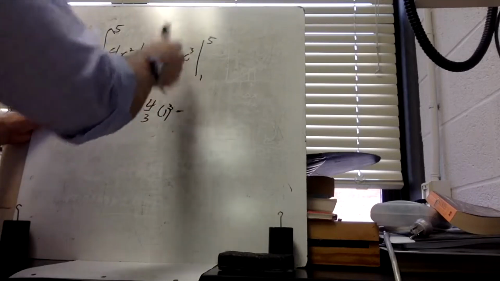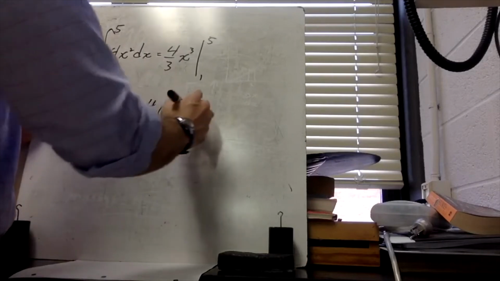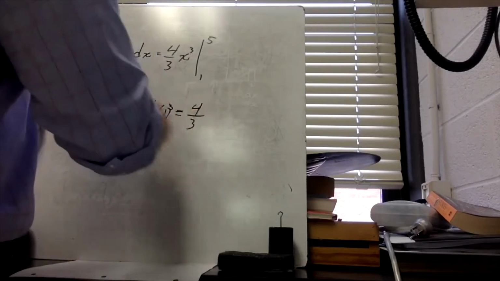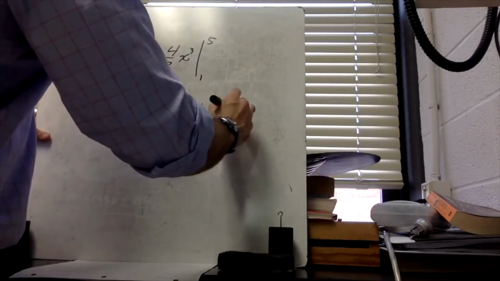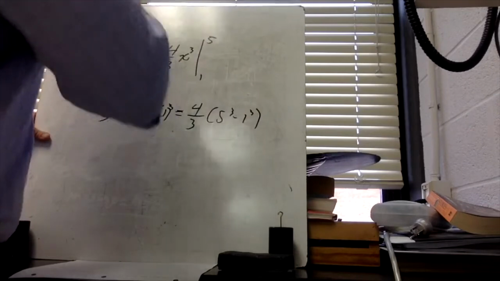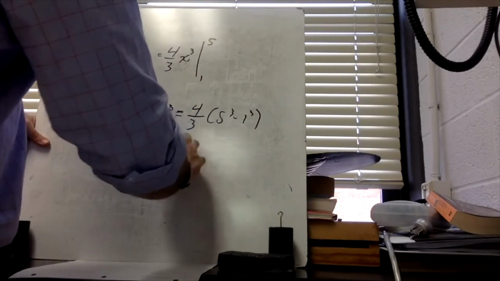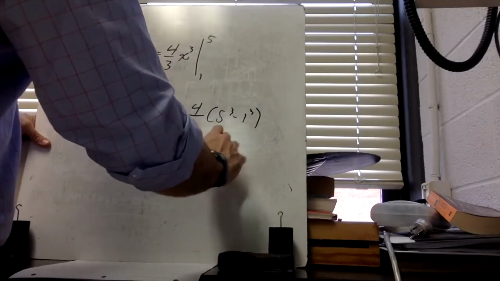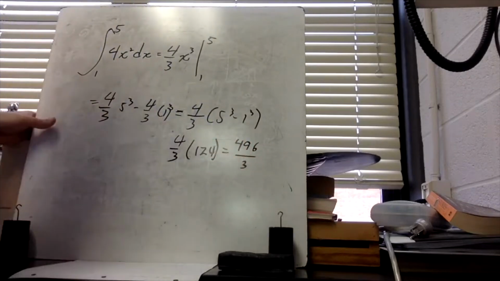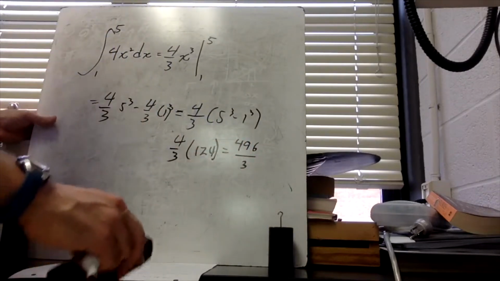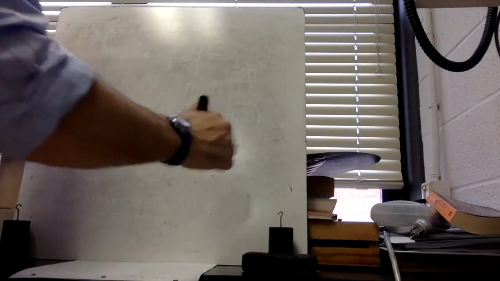By the way, when you're doing this, anything that's out front here, you can sort of leave in the front, because those are going to be common factors. You can factor those out. So this is the same thing. This ends up being 4/3 times 124 also, or 496 over 3. Okay. So now, what if the function is equal to 1?